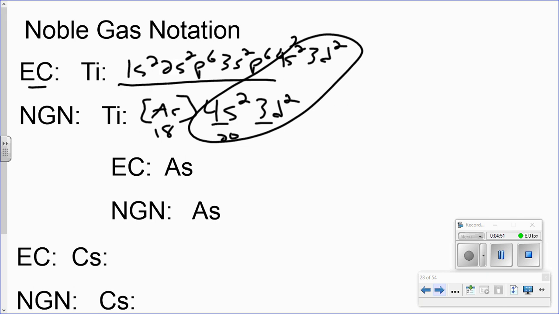These are called inner shell electrons or core electrons. They're typically involved in things like the shielding effect. More on that later. Typically you're going to involve your valence electrons, but not always. There's some extra ones in there, especially in this case.